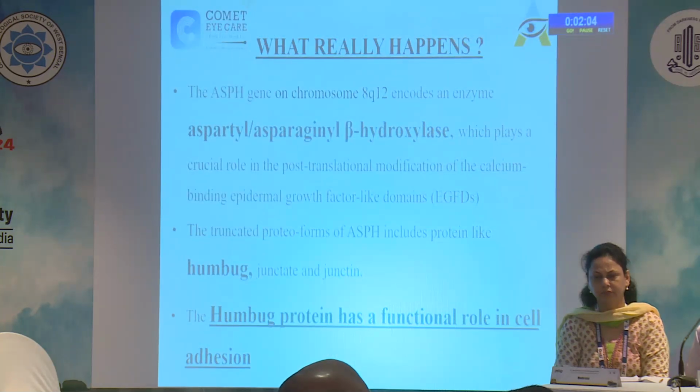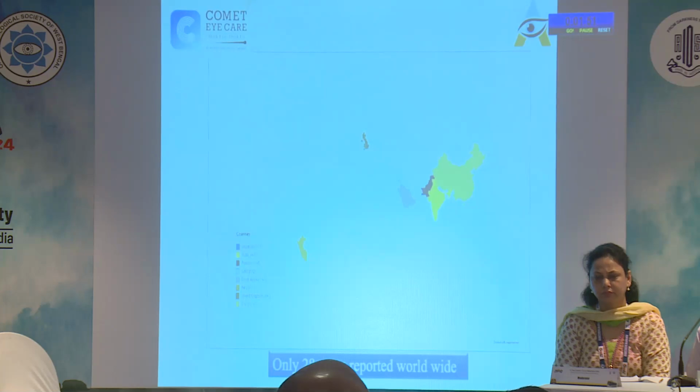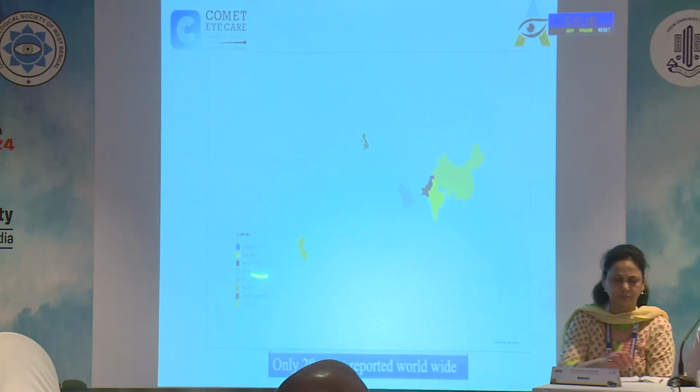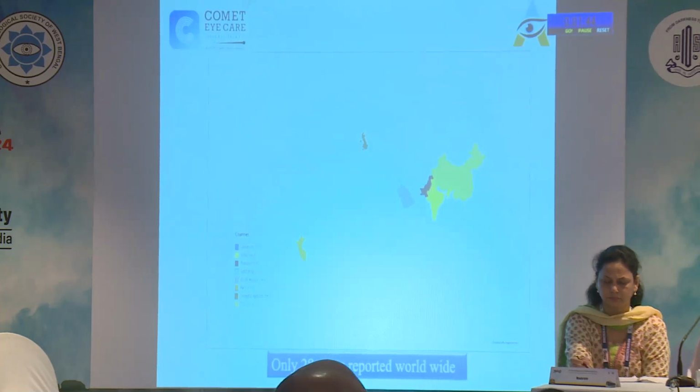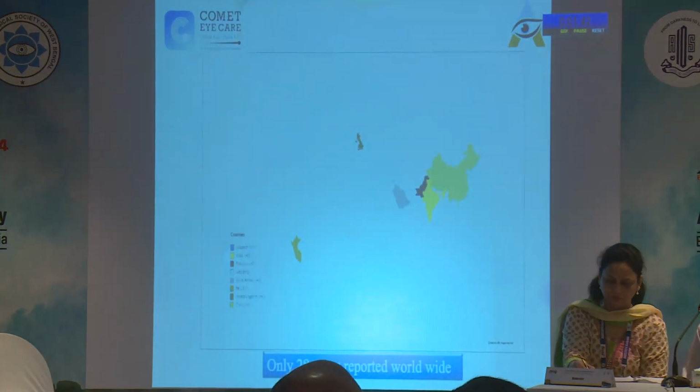So what really happens in this disease is a gene mutation on chromosome 8, in aspartyl beta-hydroxylase, which adheres the cell. So this molecule is deficient, which leads to spontaneous bleb formation. Only 28 cases have been reported, and in India till now 6 cases are reported. This case is awaiting reporting.